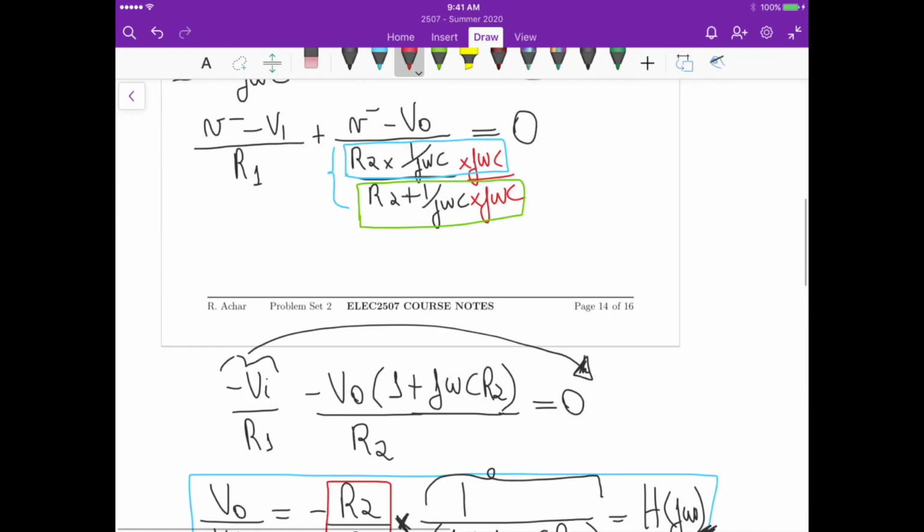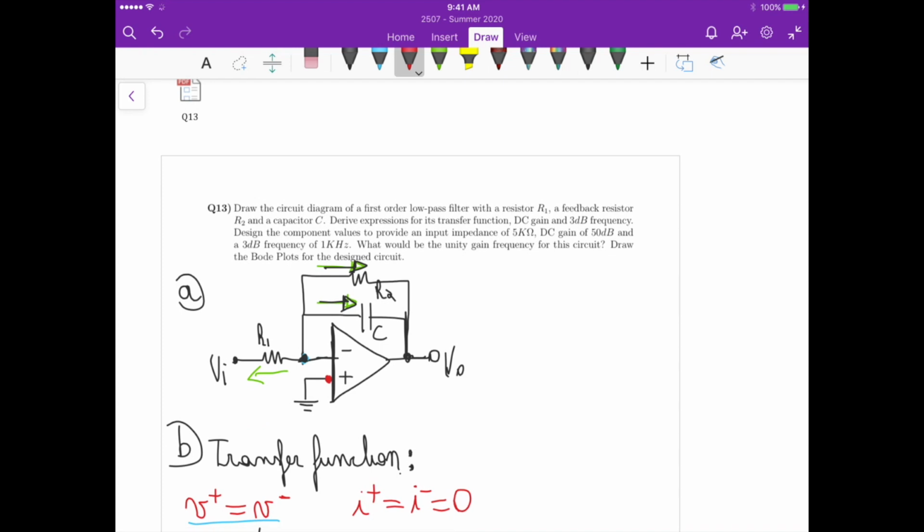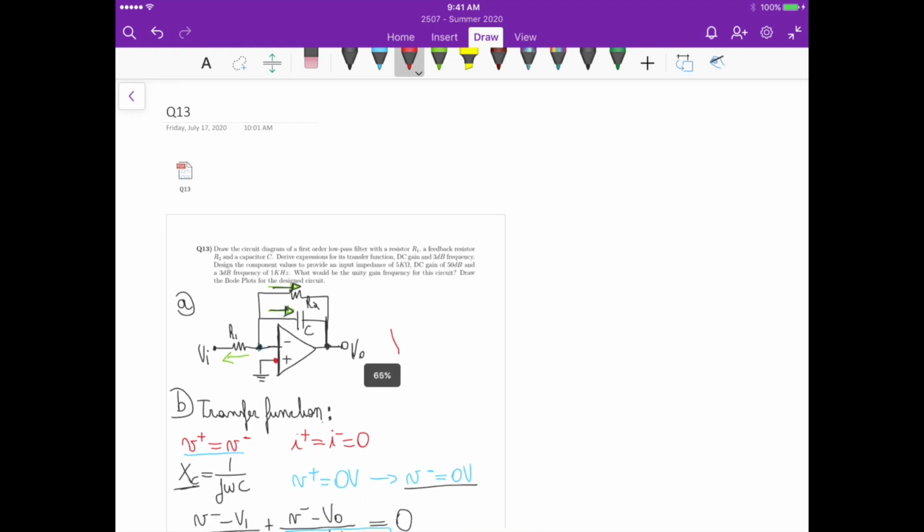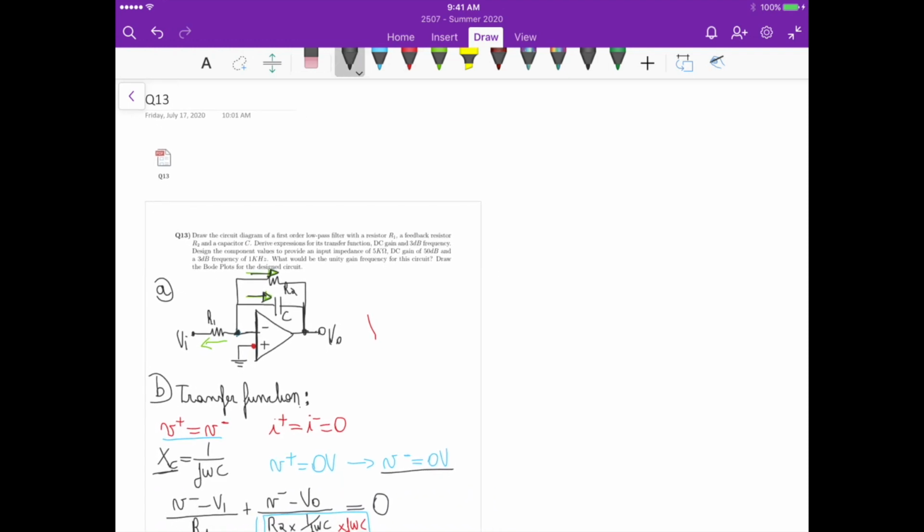So for part E, we have to design an amplifier. So let's see what the requirements are. First, we have to design the components to provide an input impedance of 5K. So first we need an input resistance of 5K ohm. We need a DC gain of 50 dB, and a 3 dB frequency, so omega 3 dB, equals 1 kilohertz.